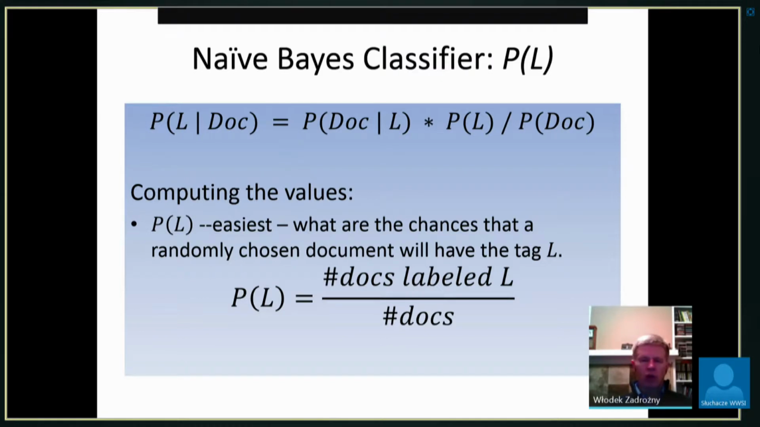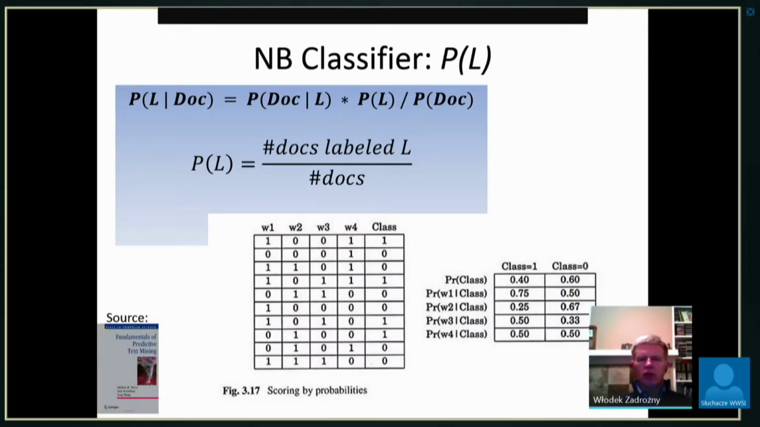So we know how many documents we have labeled as class 0. We know how many documents we have labeled as class 1. So here we're going to be using a simpler example, not with 58 attributes, but with just 4 attributes plus the class value. This example comes from the book Fundamentals of Predictive Text Mining by Wise and two other authors.